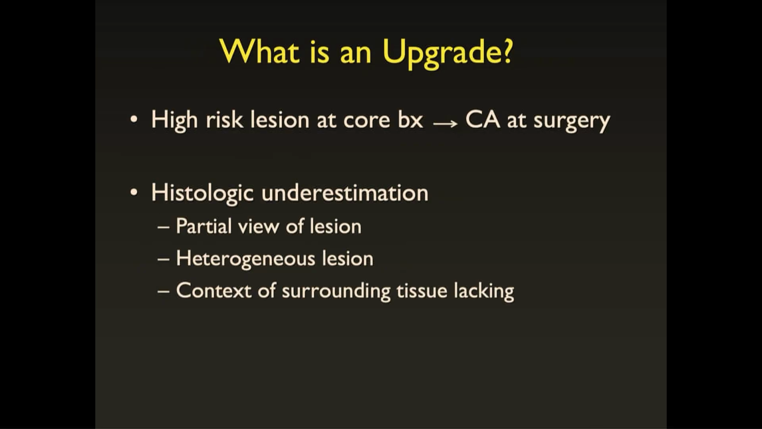When we say upgrade, what are we talking about? So at the time of a percutaneous biopsy, you get a high-risk lesion, and then when you recommend surgical excision, you find cancer. And this has to do with histologic underestimation. When you're taking a biopsy sample, you're only taking samples of a representative area. And the pathologist really lacks the context of the surrounding breast tissue.